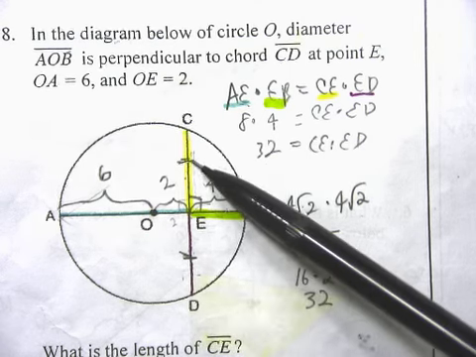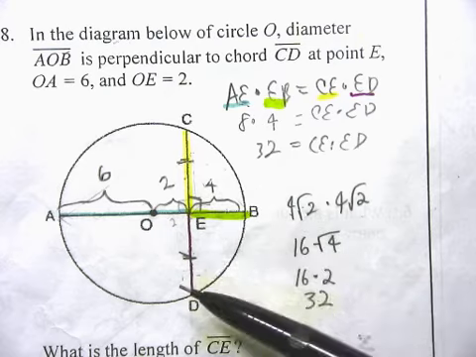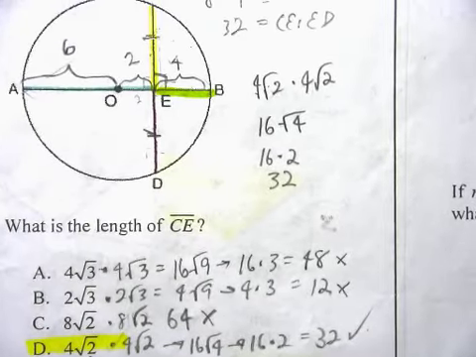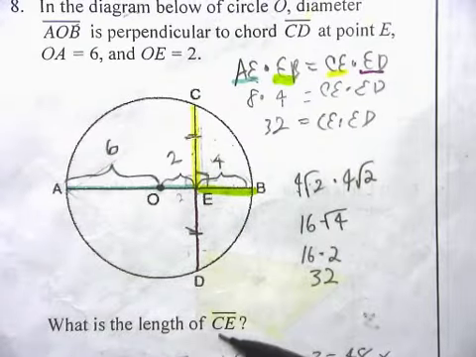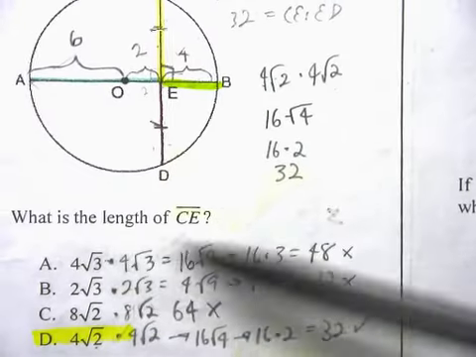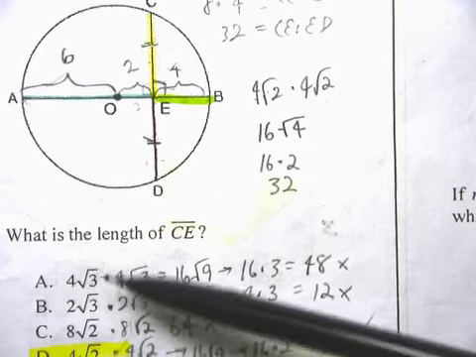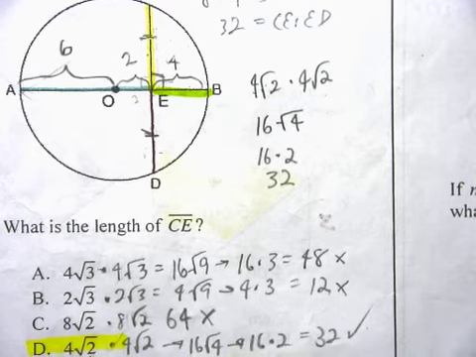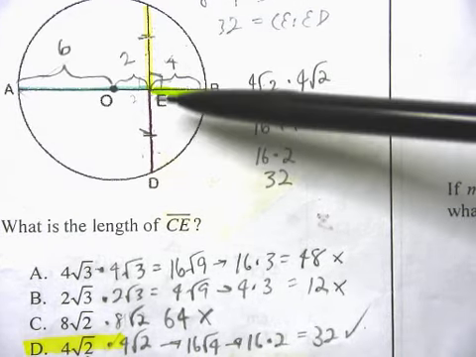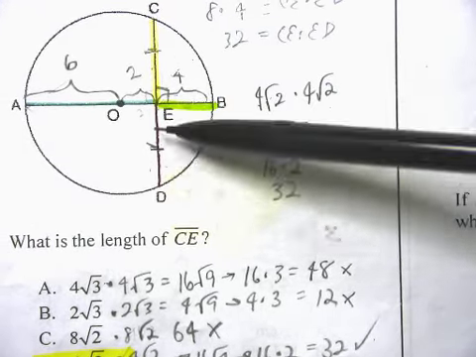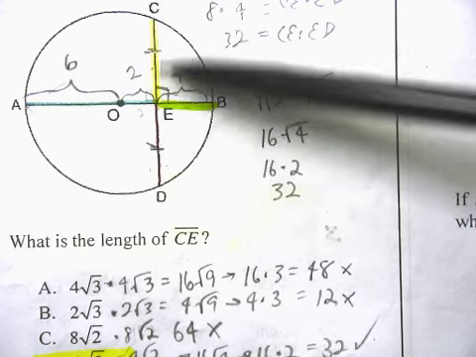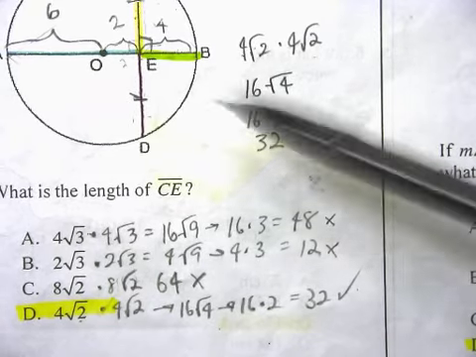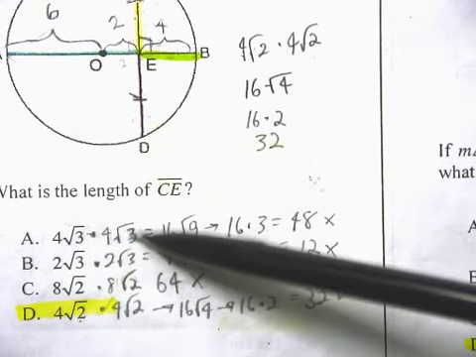Well, then that means that when I multiply these two parts here, their product is also going to be 32. And they're going to be congruent, the two parts, right? So now, when I look at my choices down here, I have all these choices to prove from. They ask me, what is the length of CE? Well, CE could be 4 times the square root of 3. It could be 2 times the square root of 3, 8 times the square root of 2, or 4 times the square root of 2, right? But whatever CE is, well, ED is going to be the same, right?